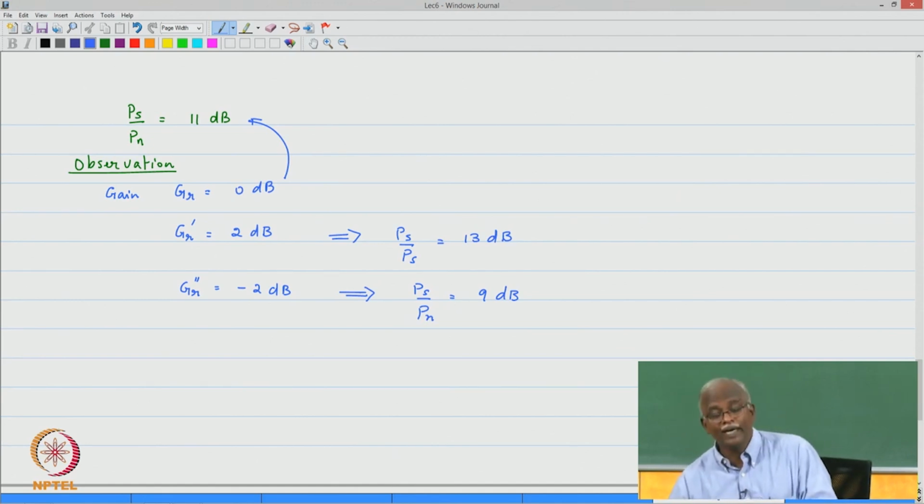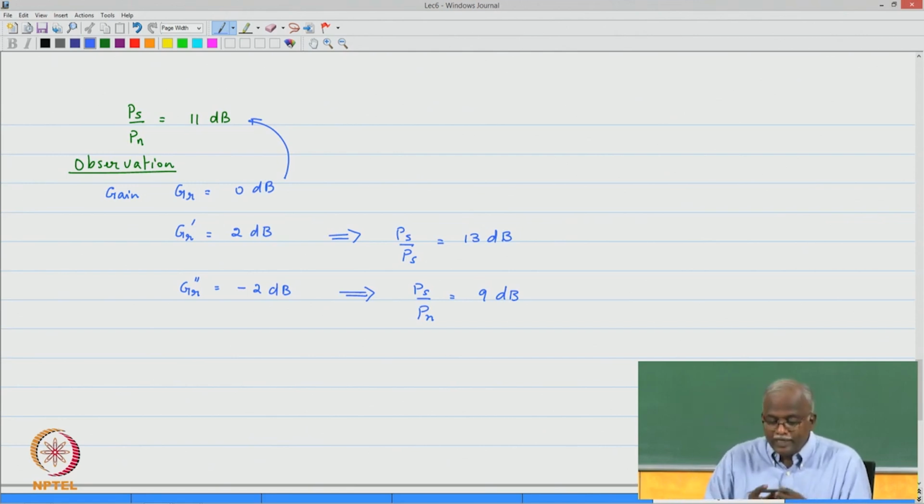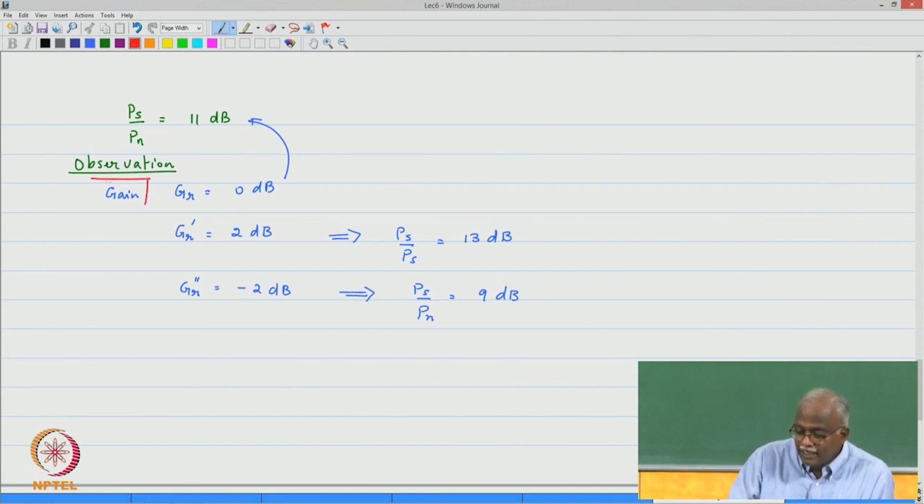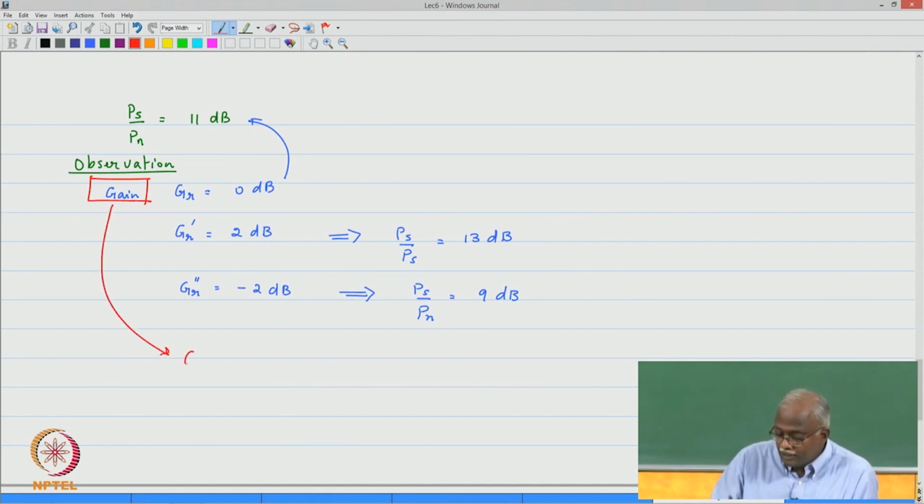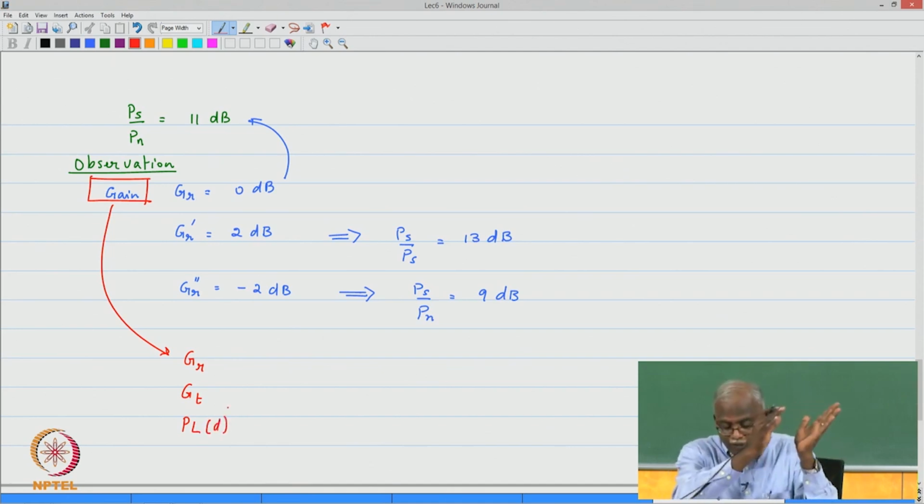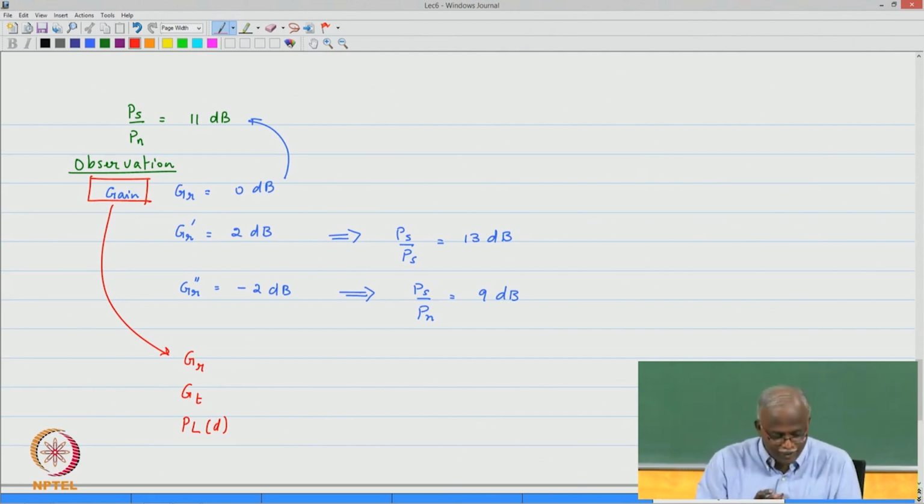So we need to keep in mind that when we design the system, we do have to keep a close watch on what is the gain that we are able to achieve. This gain can be in terms of the transmit antenna, it can be in terms of the receive antenna, and we also are very keen to monitor what is the path loss, because what is between what was transmitted and what is received, the path loss makes a big difference.